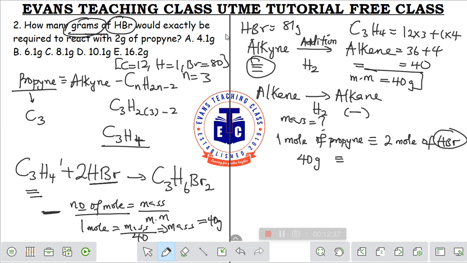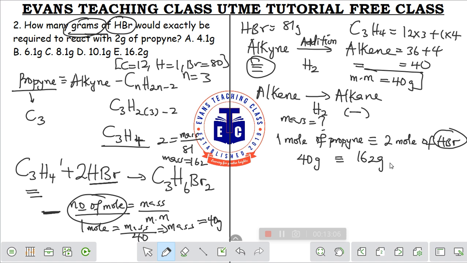So it means you will multiply. Okay, let's do that now. So it will now be 2 mole. In place of this, it will now be 2. So 2 will now be equal to mass over the molar mass. We said 81. 81 times 2. Let me quickly press my calculator. 81 times 2. So that's 162. So that will be 162 gram.